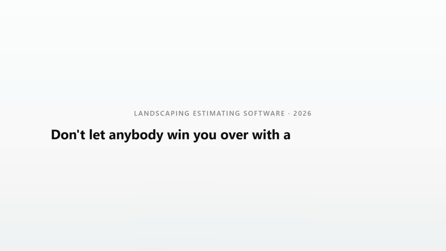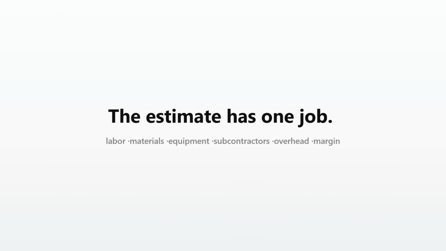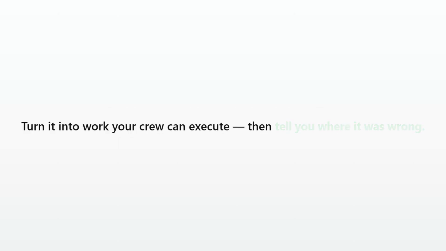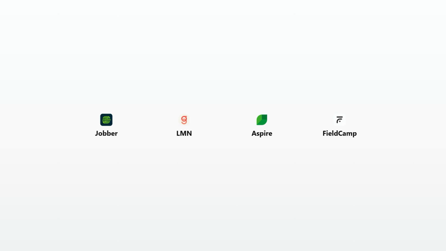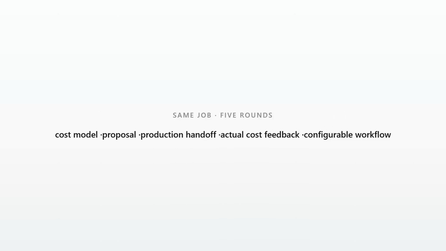If you're comparing landscaping estimating software in 2026, do not let anybody win with a pretty proposal. The estimate has one job: turn labor, materials, equipment, subcontractors, overhead, and margin into work your crew can execute, and then tell you where it was wrong. So I'm comparing Jobber, LMN, Aspire, and fieldcamp with the same landscape job, and I will name a winner for the cost model, proposal, production handoff, actual cost feedback, and configurable estimating workflow.